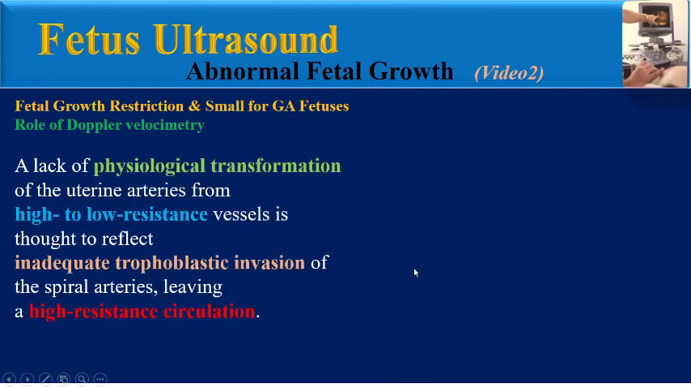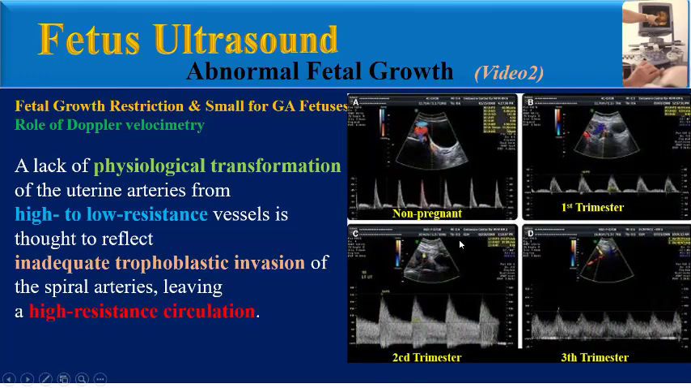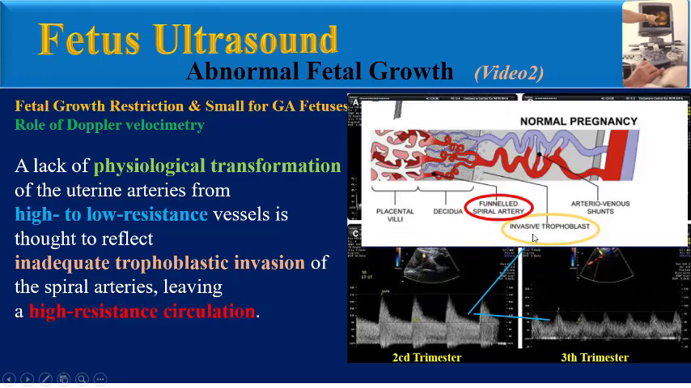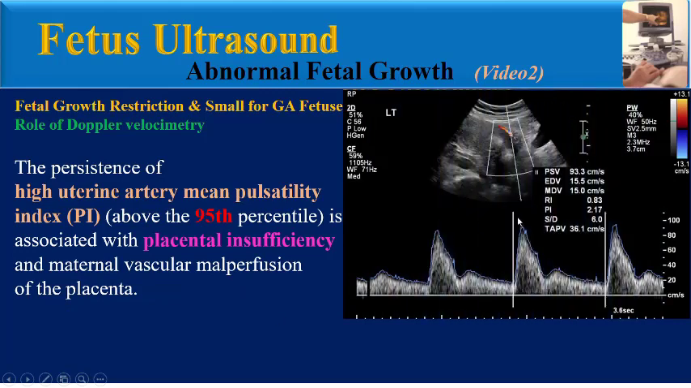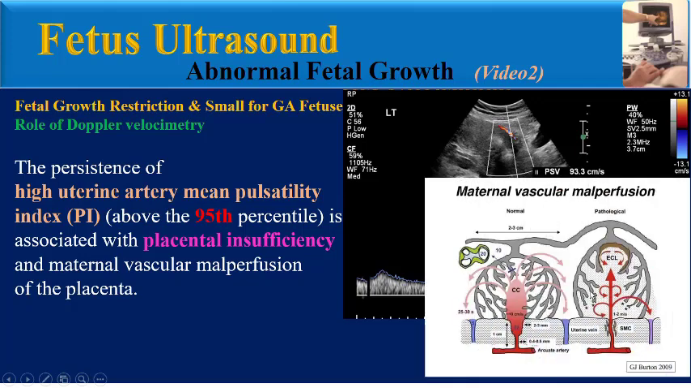A lack of physiologic transformation of the uterine arteries from high to low resistance vessels is thought to reflect inadequate trophoblastic invasion of the spiral arteries, leaving a high impedance circulation. The persistence of high uterine artery mean pulsatility index above the 95th percentile is associated with placental insufficiency and maternal vascular malperfusion of the placenta.